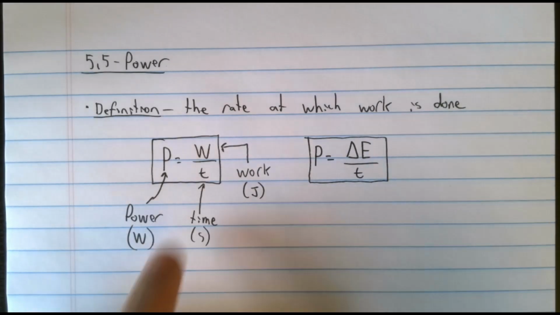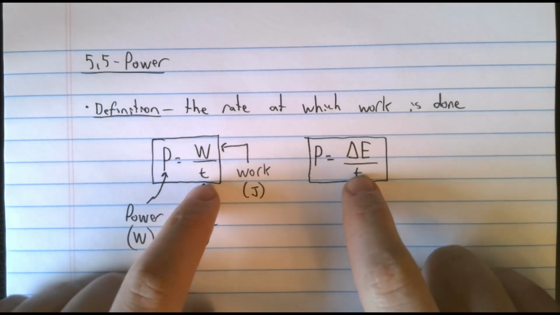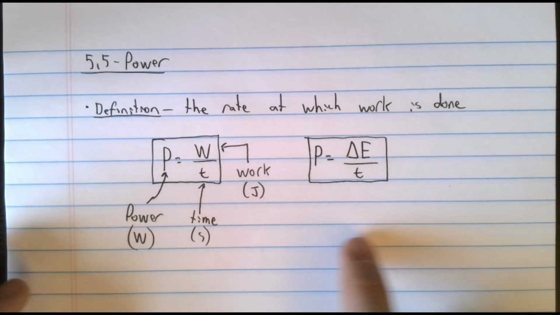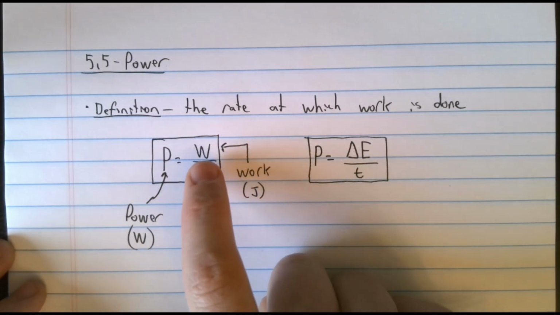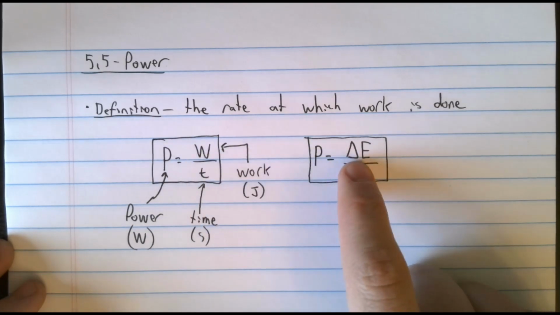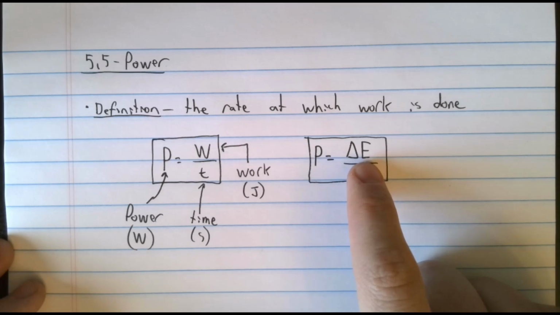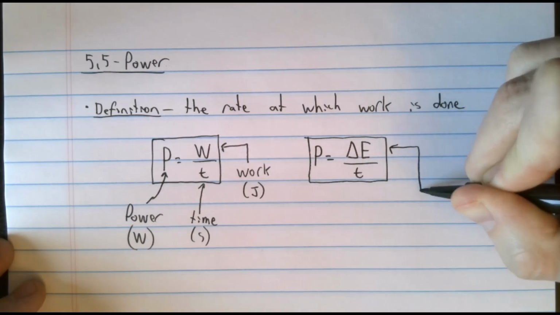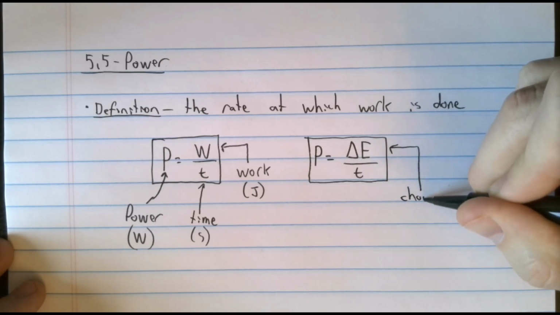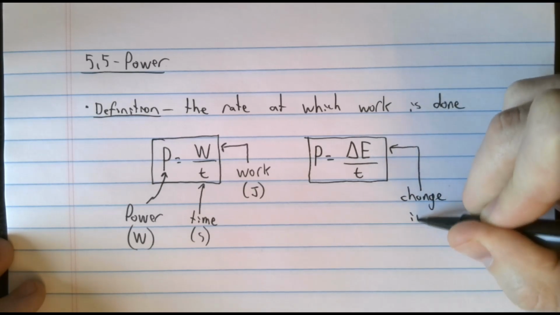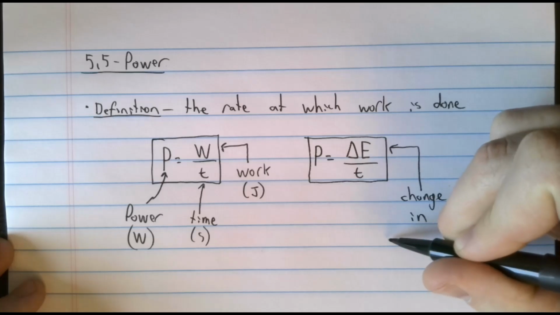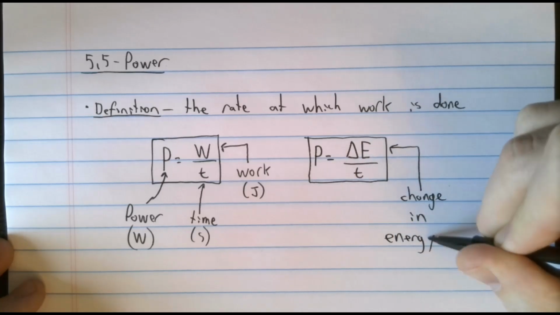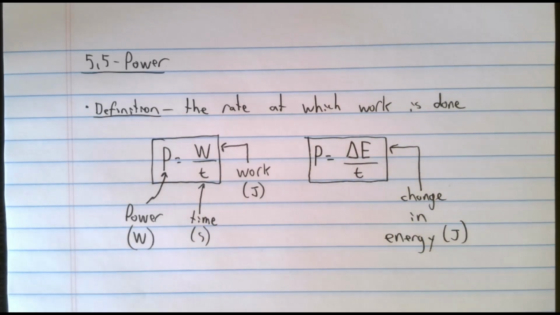Over here, you can see these equations kind of mirror one another. They show, once again, like we saw in a previous lesson, that work is a change in energy. In that previous lesson, we said that work is a change in kinetic energy, but here it's a little more general. So this is change in energy, which is measured in joules.